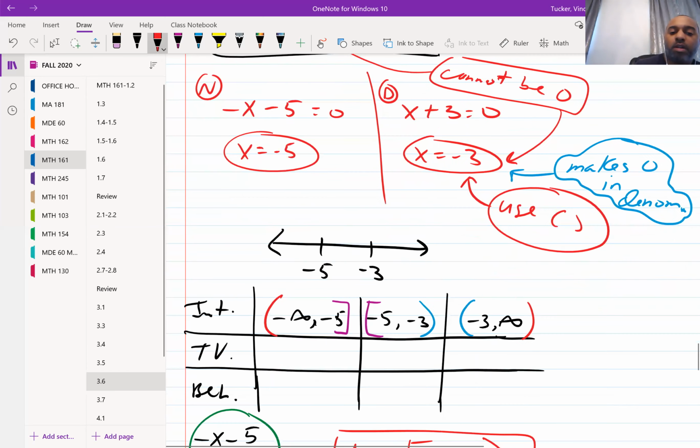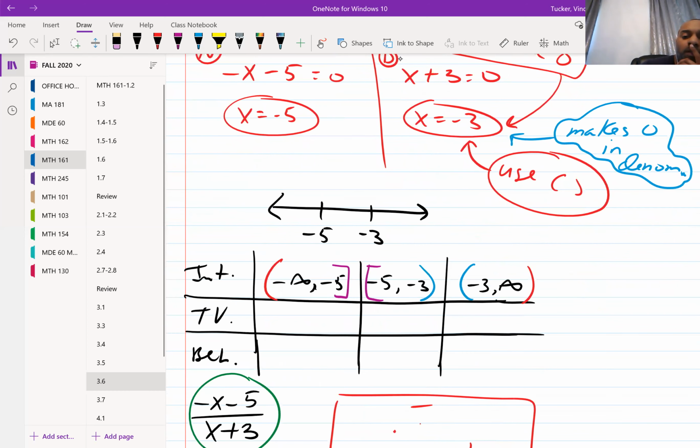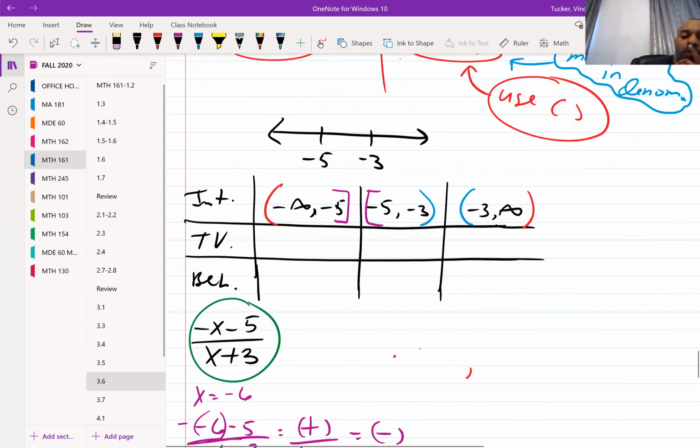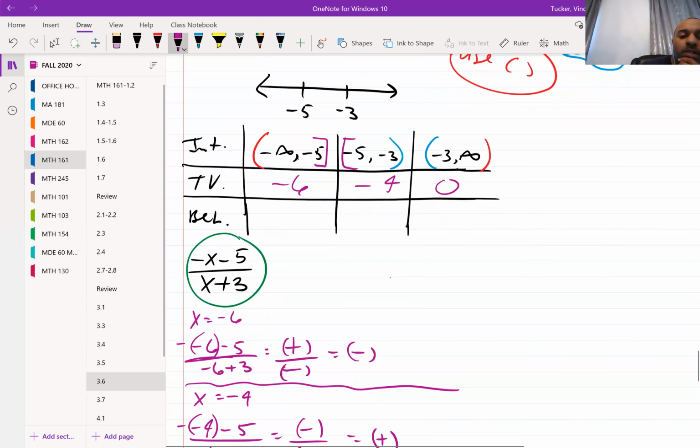All right. So now, outside of that piece, we're going to do the same thing, choose some test values, and then plug them into our expression. So -6, -4, and 0 is what I would choose. Let's see, that's what I chose. Yep.